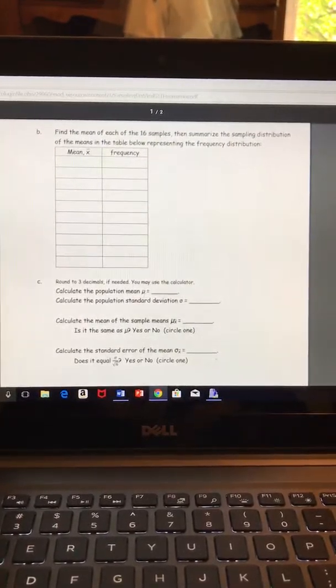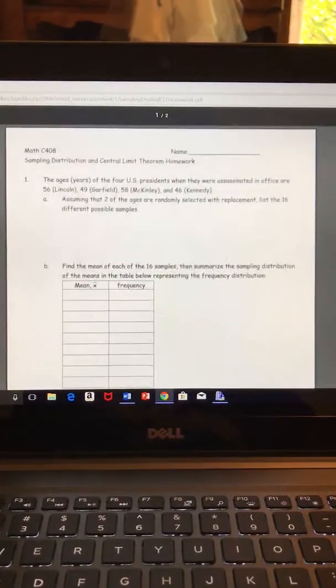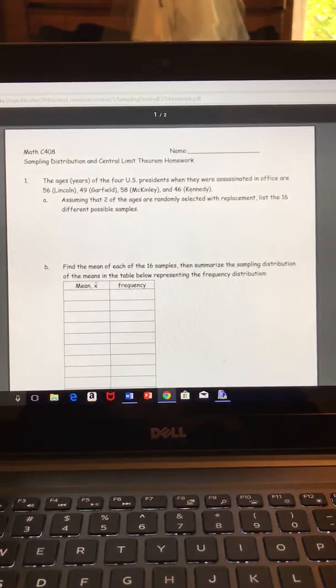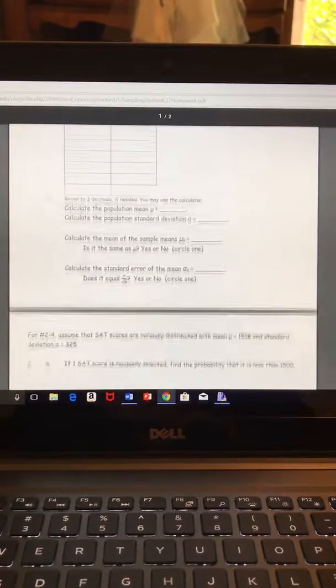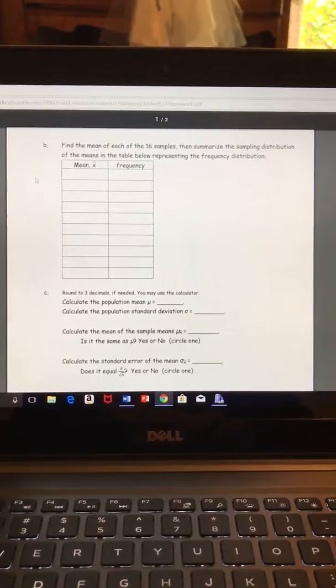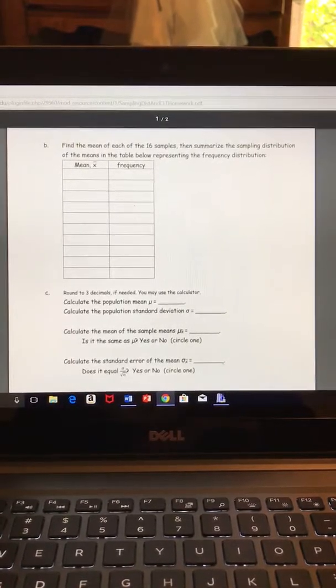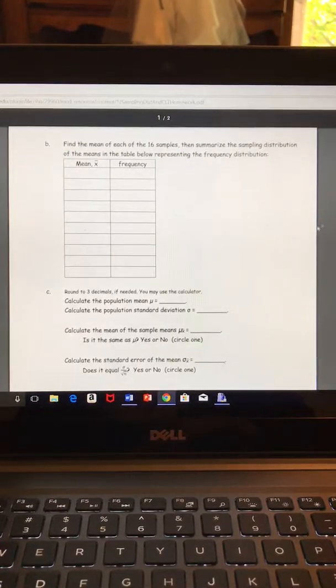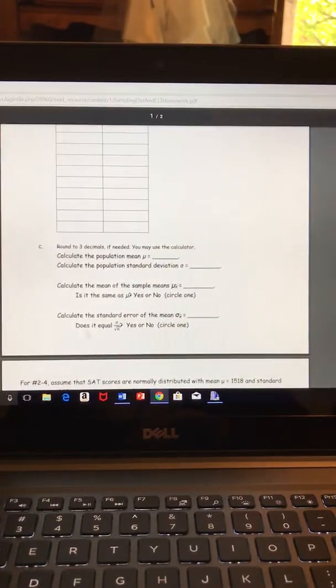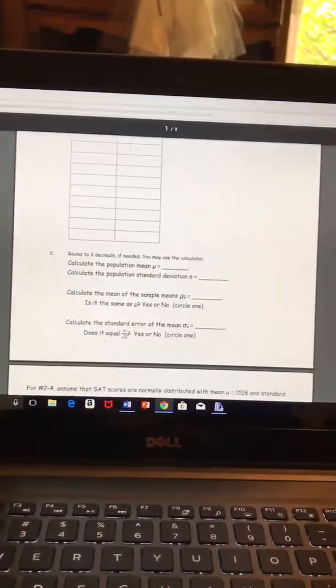For the population mean and the population standard deviation, this is your population, 56, 49, 58, and 46. That's your population for that one. The mean of your sample means and the standard error is referring to this chart here, where you do L1, L2, and then go to stat calc L1, comma L2. And then it asks you, is this the same as mu, and does it equal this? If it doesn't, then you probably want to look again.